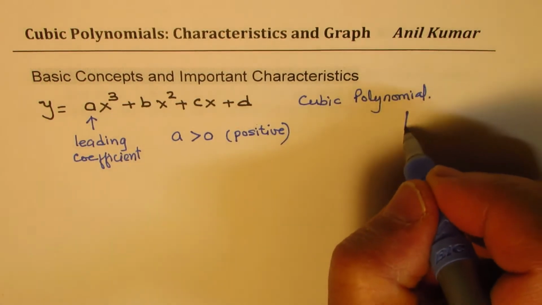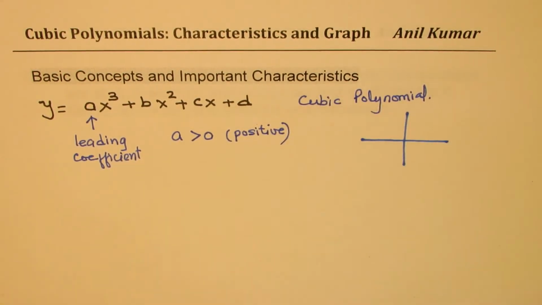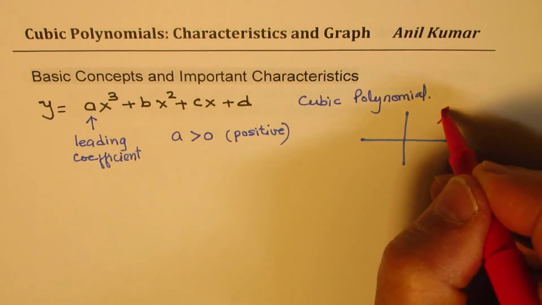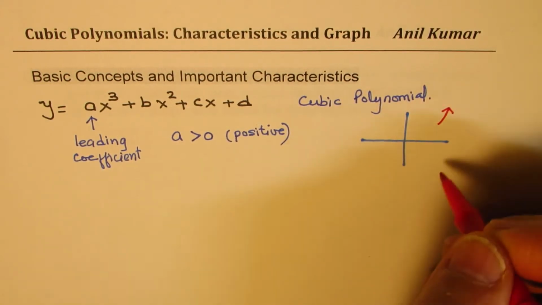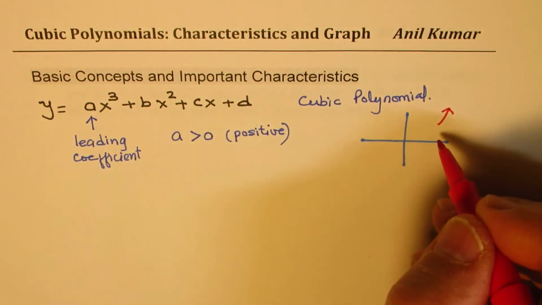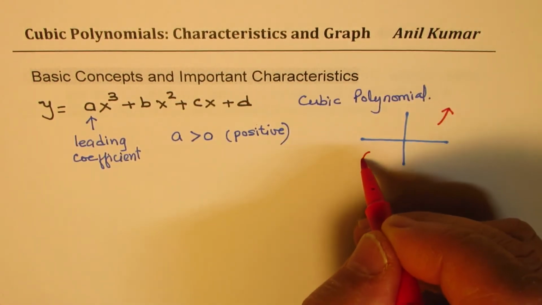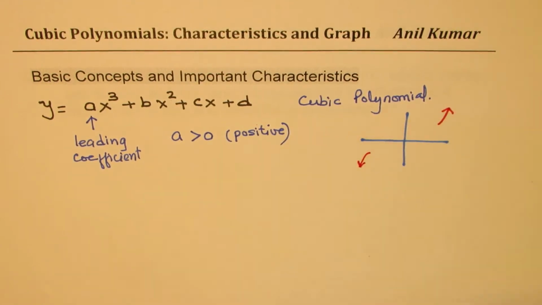So let me show you how it should look like. So if a is positive, then the polynomial right up, right? So that is what it is. And always the end behavior opposite ends, so the left side will be going down. So that will be the type of graph.